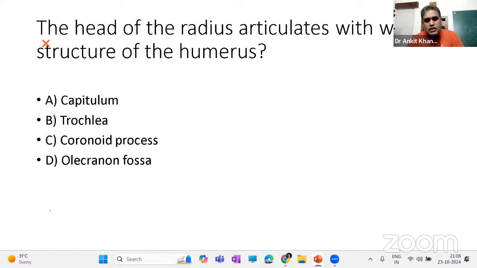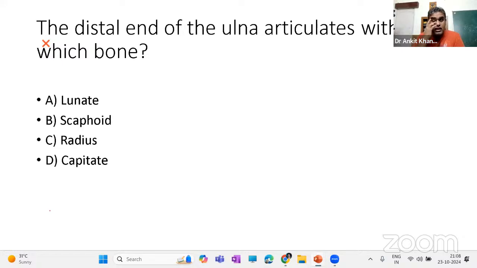One more question. The head of the radius, upper end, articulates with which structure of the humerus? I guess you guys have already answered this. It is the capitulum of the humerus, which will articulate directly with the head of the radius. And the trochlea goes along in the trochlear notch of the ulna. So the answer is A, capitulum. Other options are trochlea, coronoid process, and olecranon fossa.